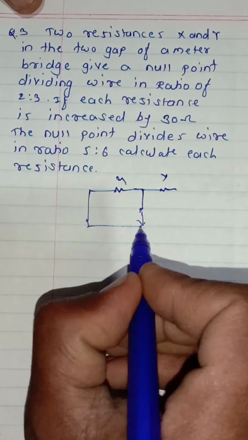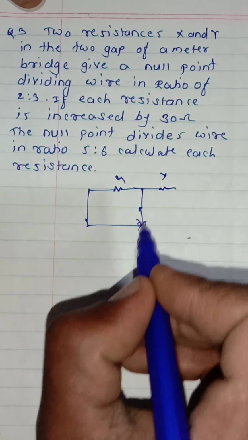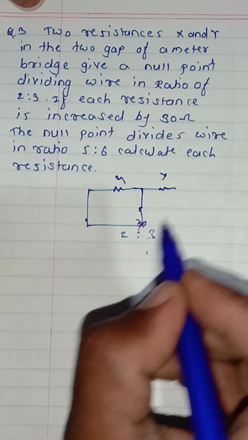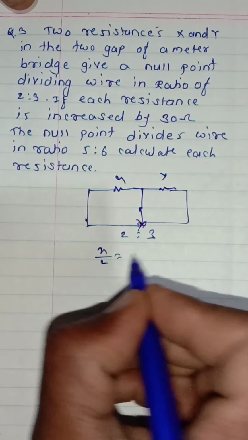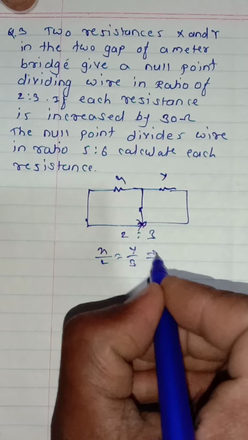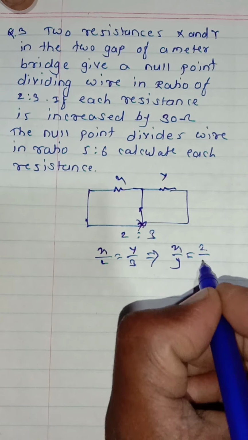Okay, and the null point divides the wire in the ratio of 2:3. Then I can write X divided by 2 is equal to Y divided by 3. It implies that X divided by Y is equal to 2:3.